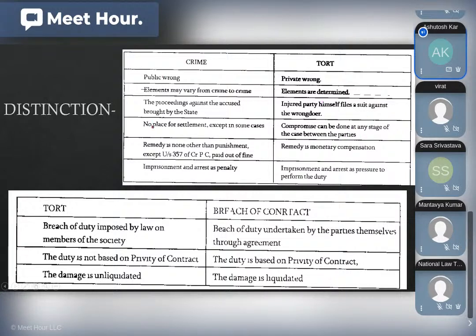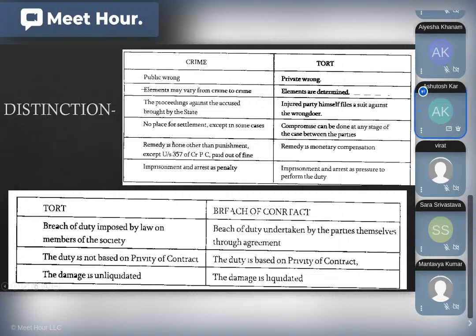In a crime, remedy is none other than the punishment, except one or two cases of CRPC or paid out of fine. So in crimes, as you have already known, there are various statutes such as IPC, CRPC, and all of this lays out a procedure कौन सा punishment लेना है, कहाँ पे fine कितना लेना है. जबकि in torts, usually the remedy is monetary compensation decided by the court depending upon the facts of the case.